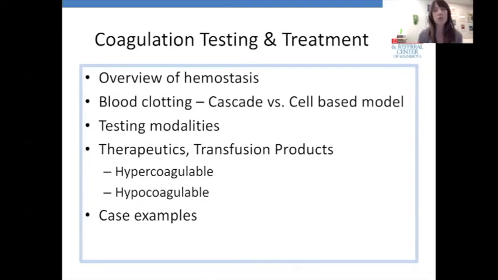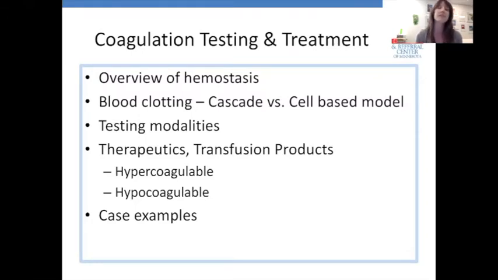Okay, so we're going to start this discussion with an overview of hemostasis. We're going to talk about both primary and secondary hemostasis. And then we're going to move on into blood clotting, and we're going to go through some physiology. Clotting physiology can be a little confusing and a little bit dry, but we're going to pepper this talk with some case-based discussion toward the end as well.